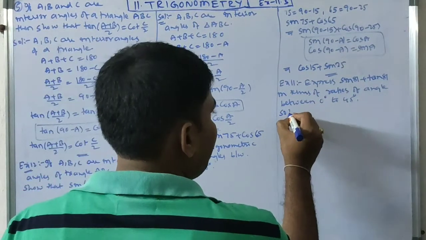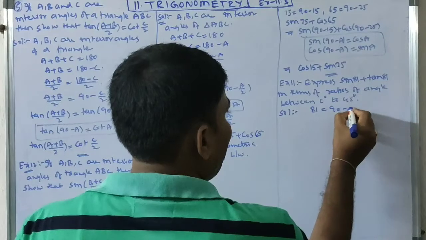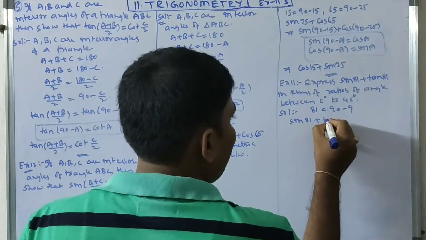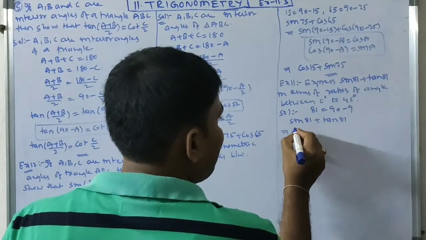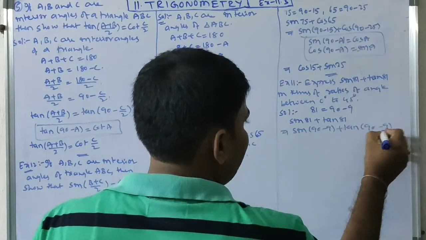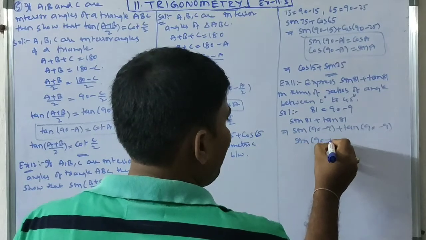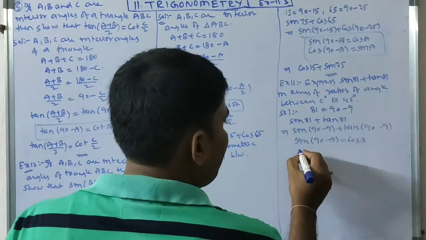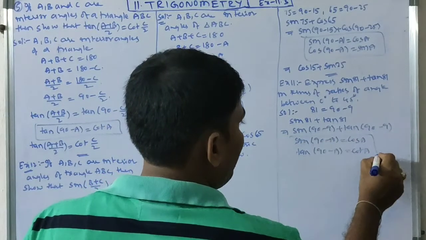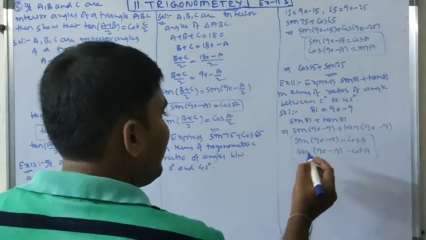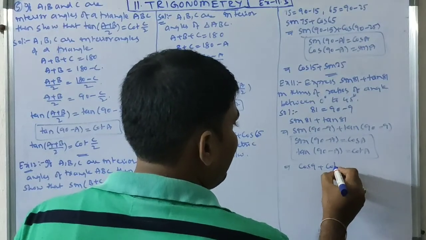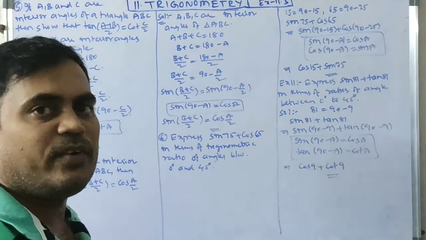Okay, solution. 81 we can write as 90 minus 9. Now sin 81 plus tan 81 implies sin(90 minus 9) plus tan(90 minus 9). Sin of 90 minus A equal to cos A. Tan of 90 minus A equal to cot A. Now we apply these formulas. Sin of 90 minus 9 is cos 9. Tan of 90 minus 9 is cot 9. So this is the required solution.